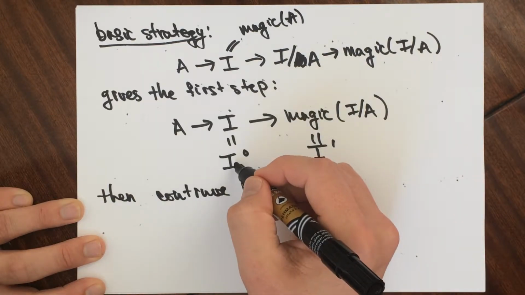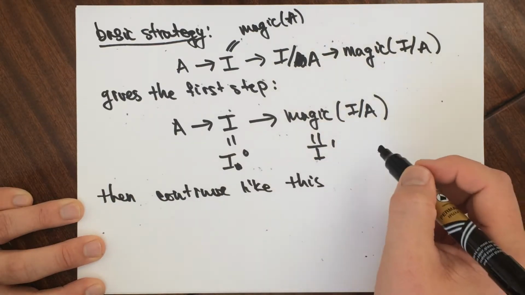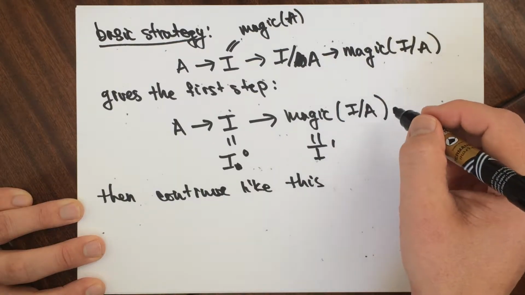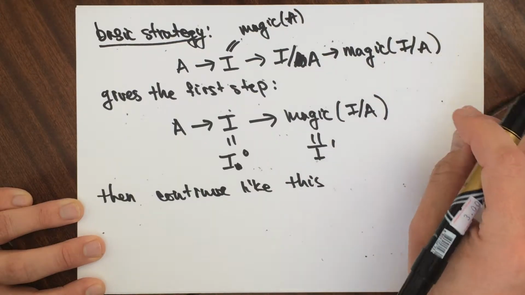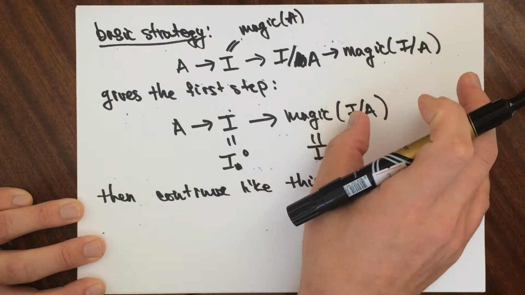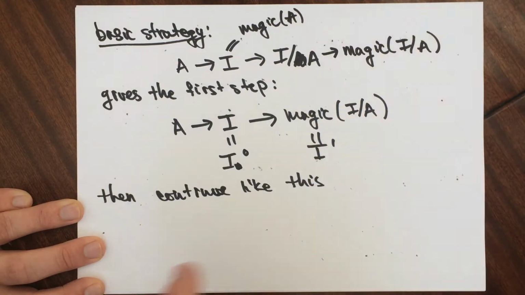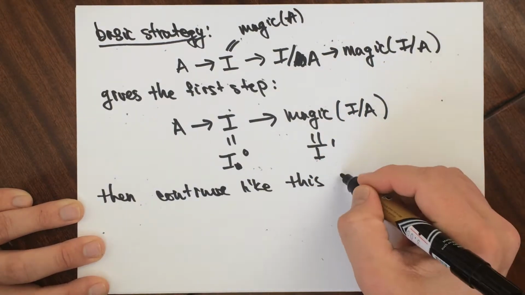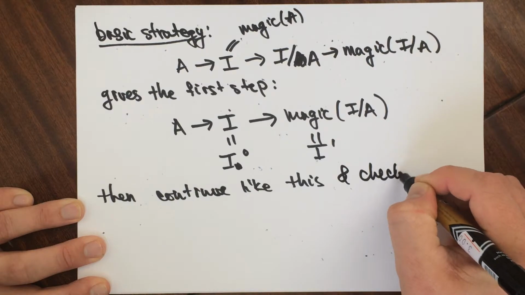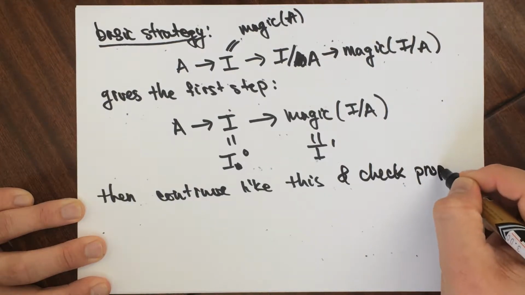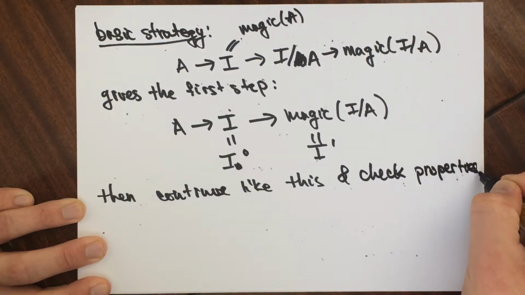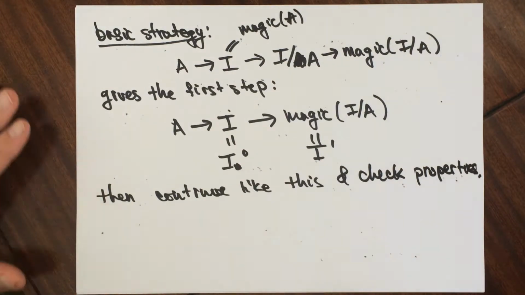Here I look at the cokernel of this, and then I take the magic guy associated to the cokernel, and I slap that on here. And I keep going. You continue like this, and then check the properties, like you check exactness.